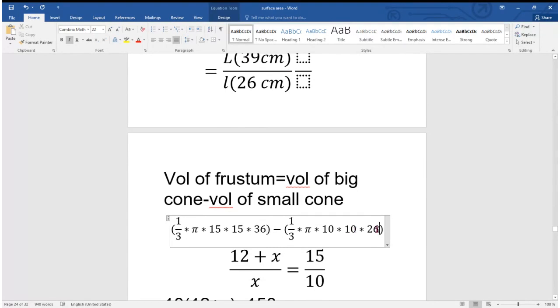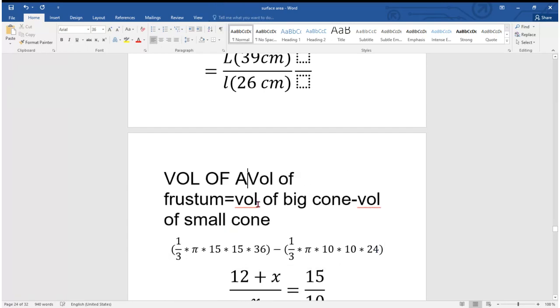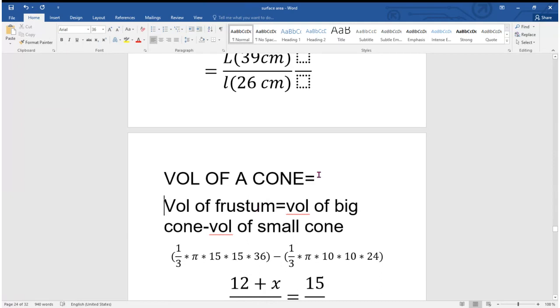So volume of a frustum, you get it from volume of a cone. Volume of a cone is equal to a third multiplied by base area multiplied by the height. Okay? Curved surface area, find the other one as well. So this is there, so this is that.